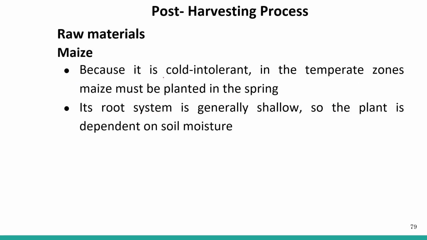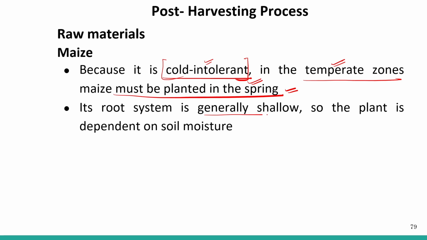Because it is cold intolerant, in the temperate zones maize must be planted in the spring. It cannot tolerate the cold. So in the temperate region, this maize plant must be planted in the springtime. Its root system is generally shallow, so the plant is dependent upon the soil moisture. Roots do not go down deep.